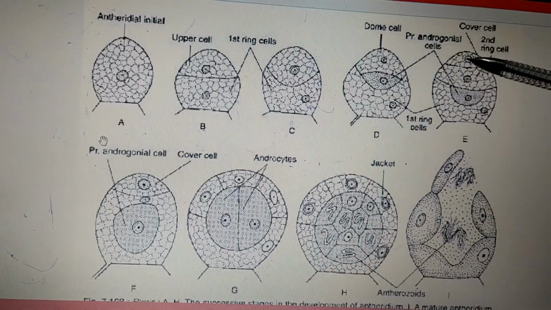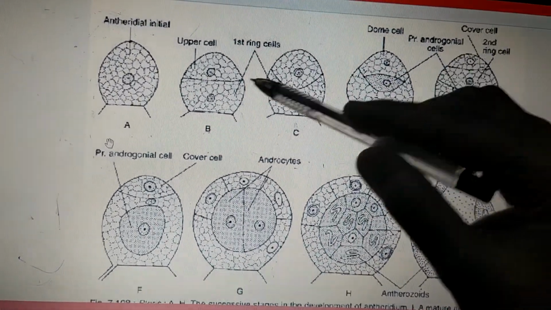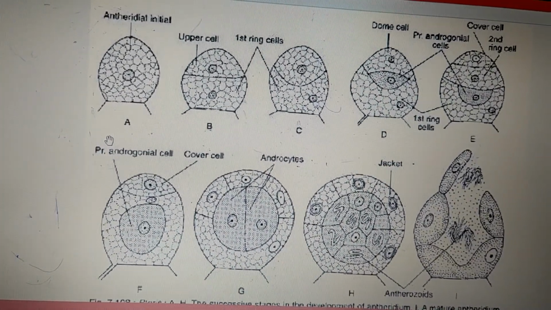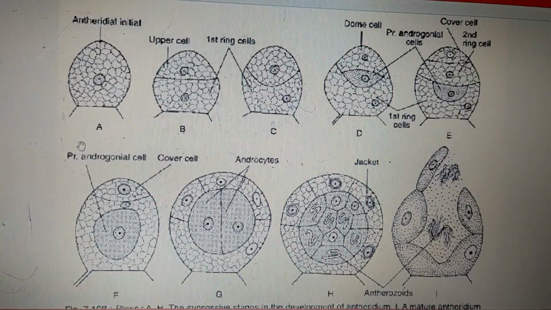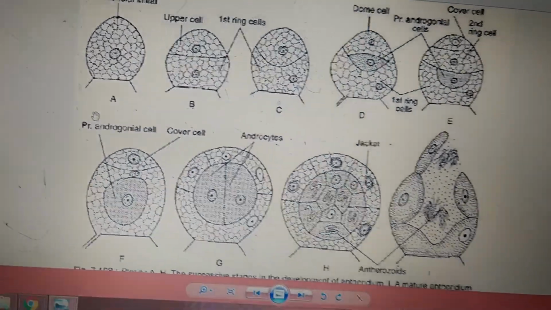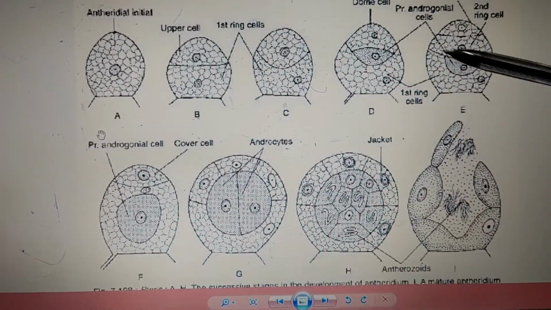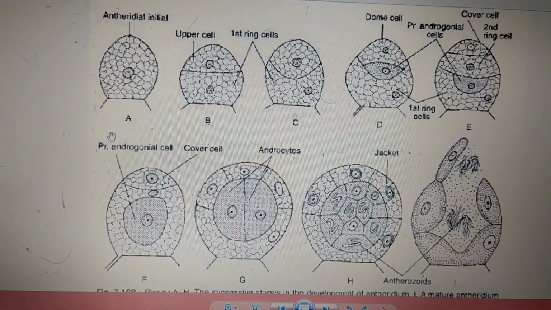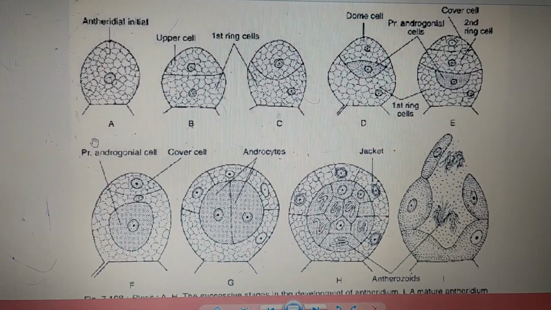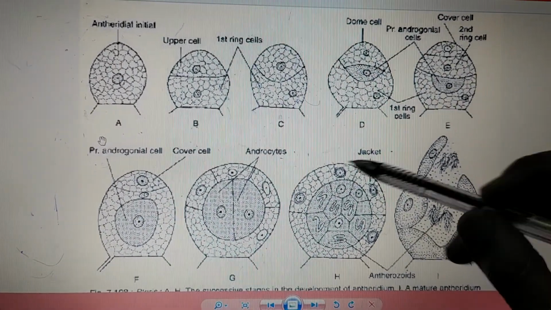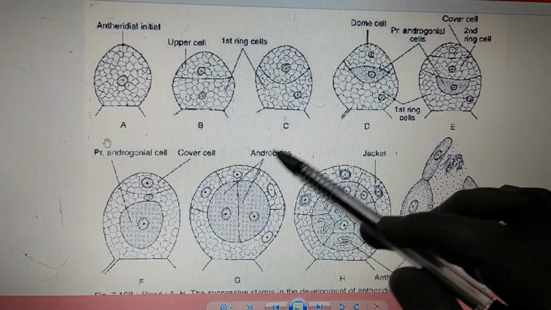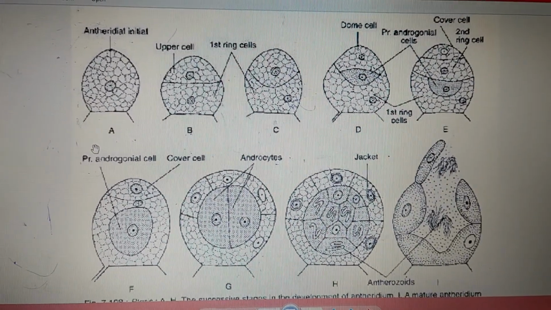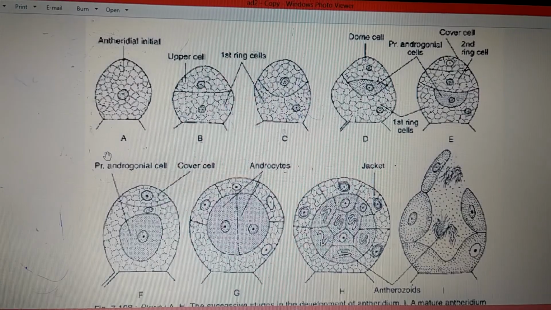Now this upper cover cell, second ring cell, and first ring cell, all these together will form a jacket of the antheridium. They are going to divide anticlinally and form a single layer jacket of the antheridium. Now we are left with the primary androgonial cells. These primary androgonial cells divide repeatedly in all possible planes, leading to formation of a mass of androcytes. Here they have shown only 2. They are going to further divide and form a mass of androcytes, which are usually some 20 to 25 in number. These androcytes metamorphose to form what are called antherozoids.